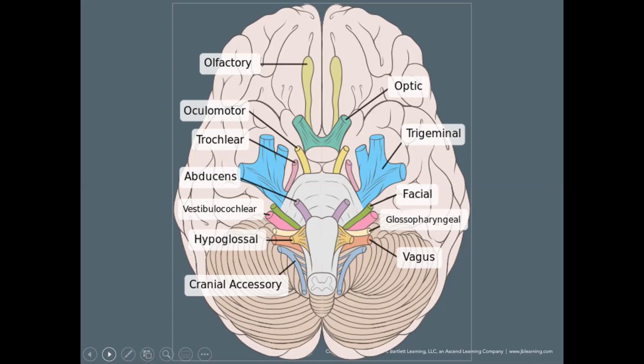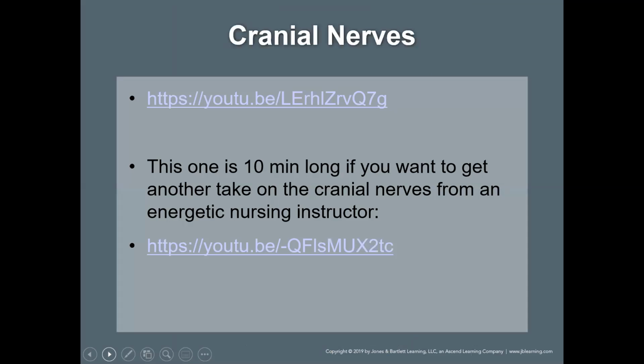So the cranial nerves are pairs of nerves, like I said, and they're numbered from 1 to 12 from front to back. So that's what we're going to look at right now. And I like this picture because it's nice and colorful and has good definition here.